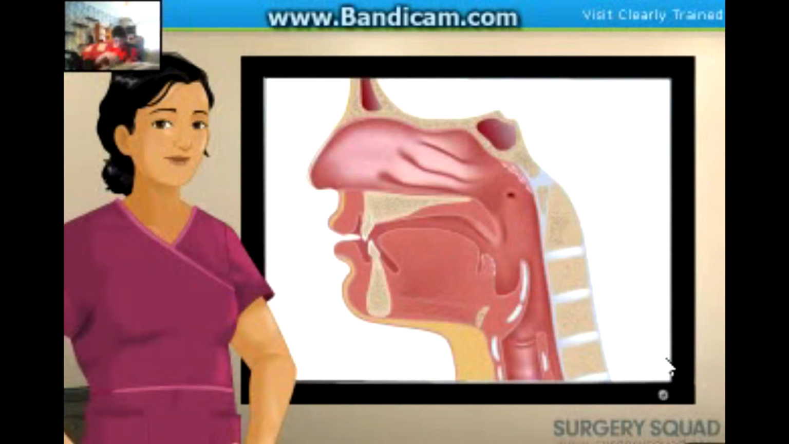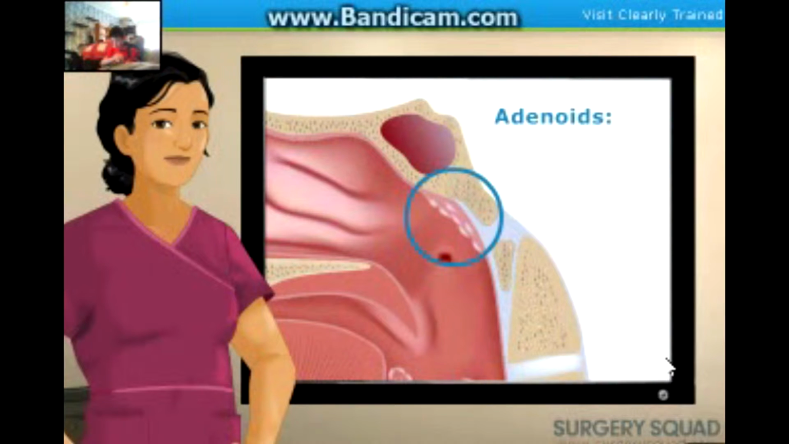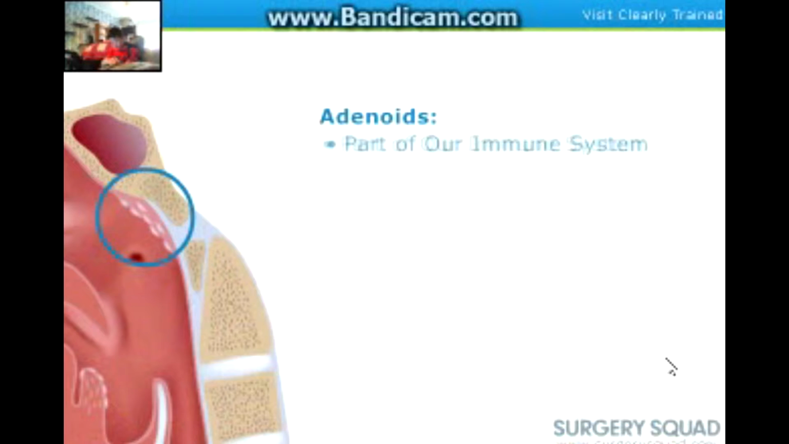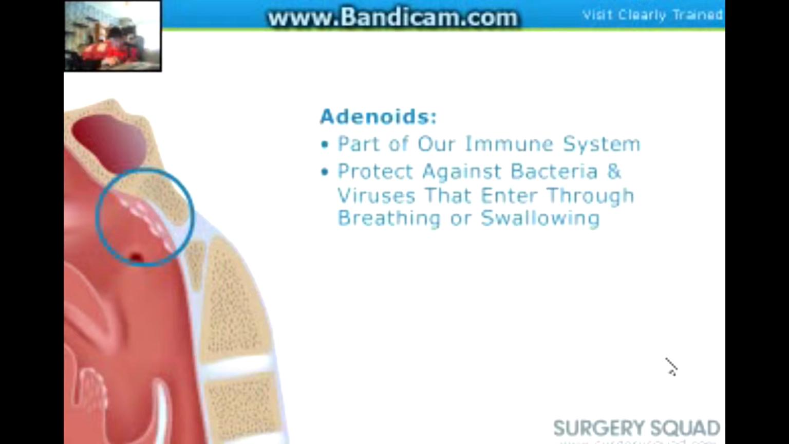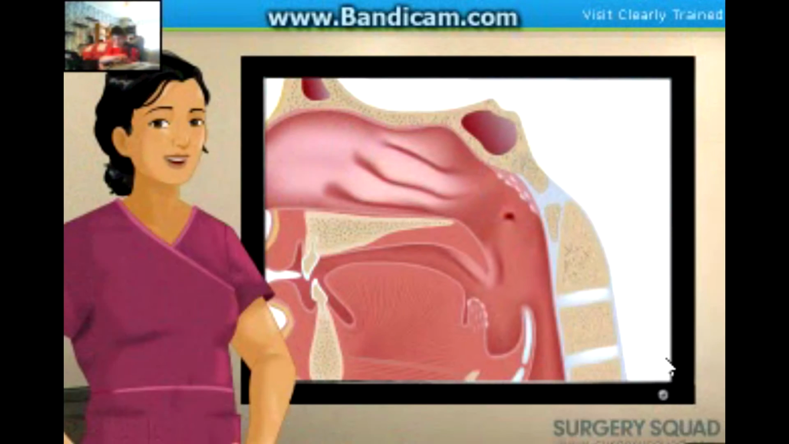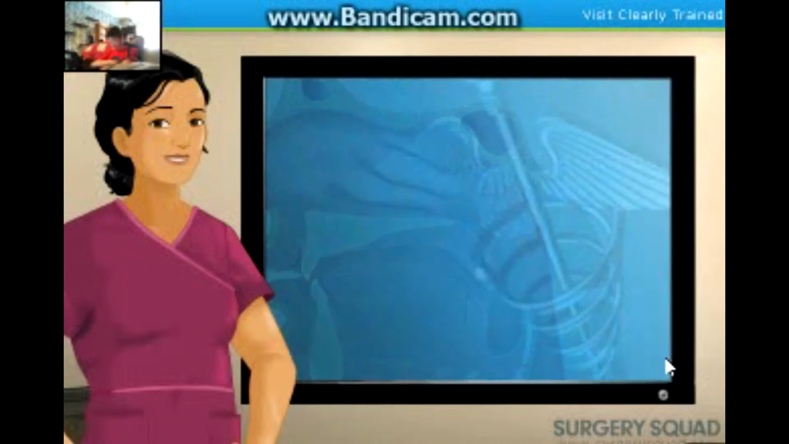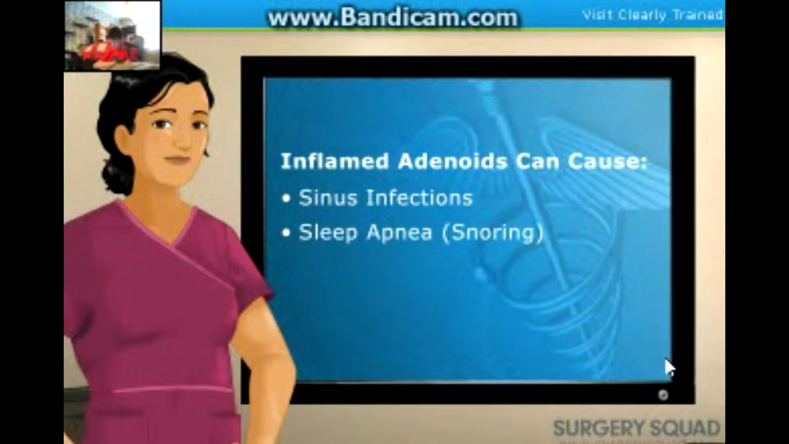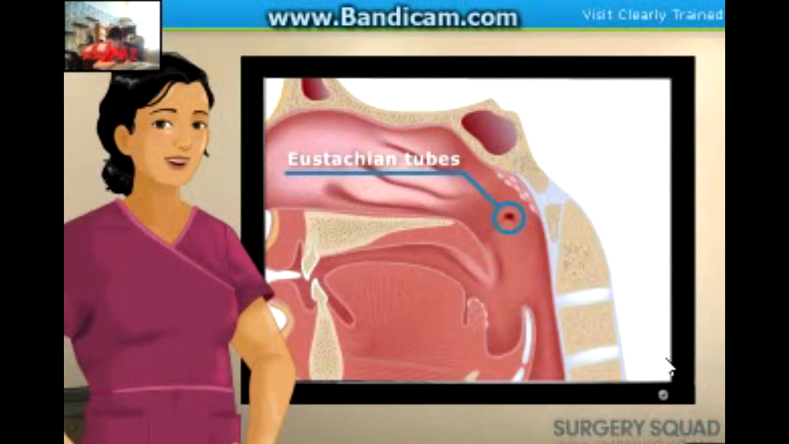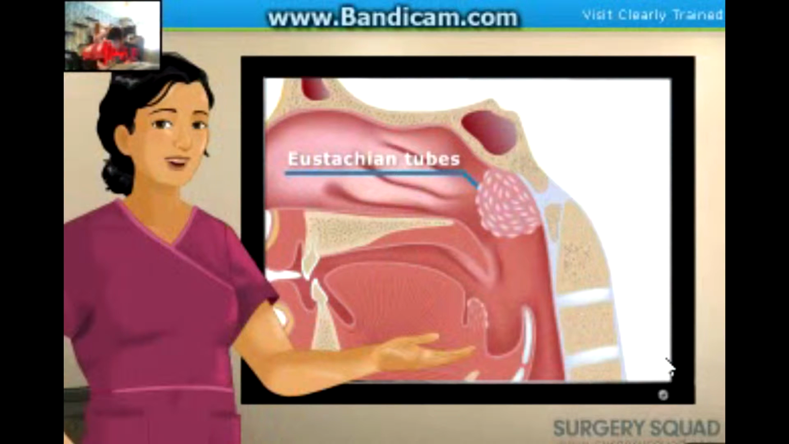Our adenoids are located at the back of the throat, just below where the nose connects, also known as the pharyngeal tonsil. They are part of our immune system because they protect us from the bacteria or viruses that might enter the body when we breathe or swallow. They are more important for children than adults, and they shrink as we get older. In some adults, they become inflamed, which can lead to infections, sleep apnea, better known as snoring, and ear infections, since enlarged adenoids might block the eustachian tubes, which drain fluid from the ears into the throat.